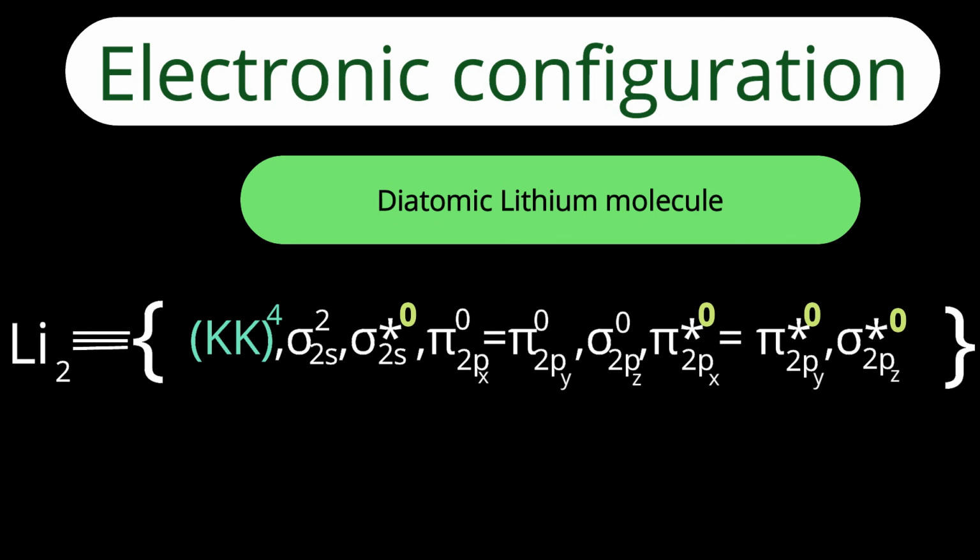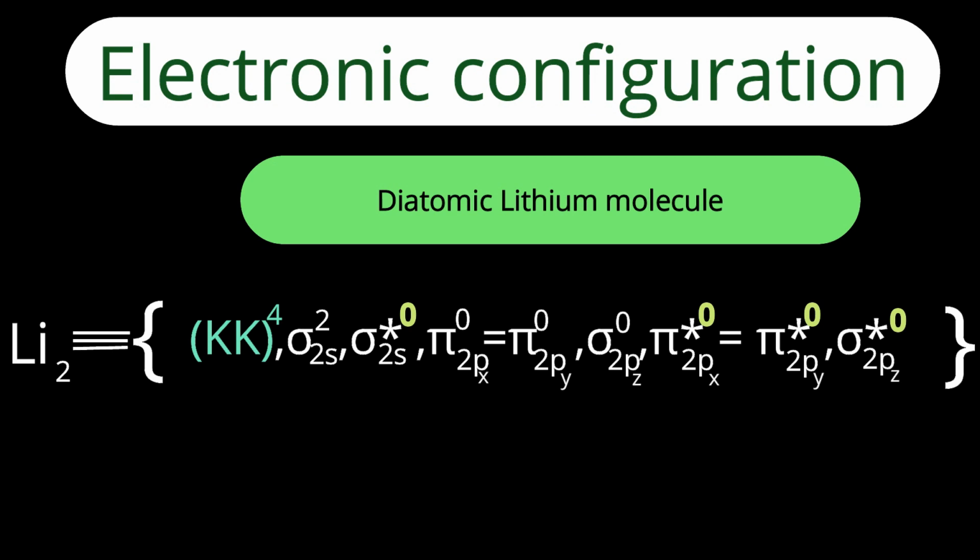Then pi 2px, 0 electrons, is equal to pi 2py, 0 electrons. It means the energy of pi 2px and pi 2py is the same, therefore the equal sign. Then sigma 2pz, 0 electrons. Pi star 2px, see by yellow color, 0 electrons, which has the same energy, equal to pi star 2py, 0 electrons, and comma, sigma star 2pz, 0 electrons. So equivalence of energy, degeneracy, is represented by the equal sign, and the comma indicates the separation between the orbitals, the energy level difference.